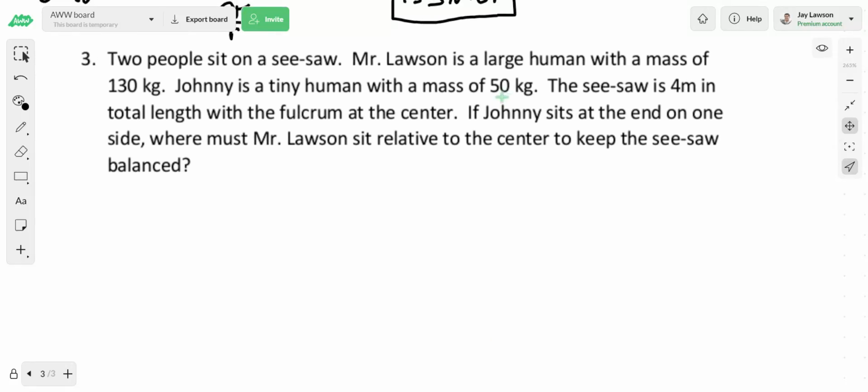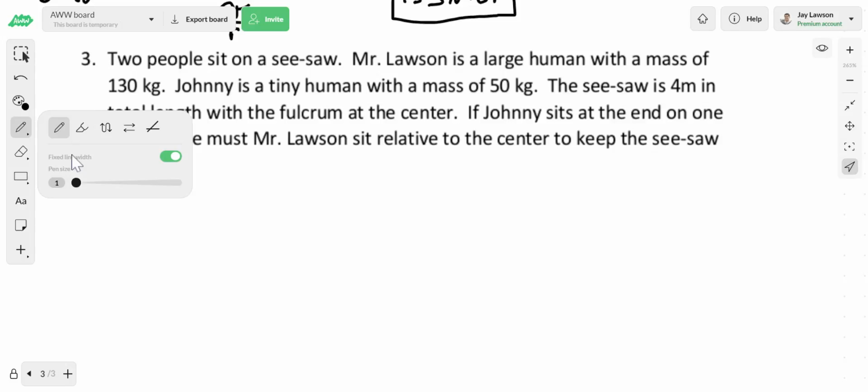And that's our force. Now this one's a little different. We have two people sitting on a seesaw. Now we don't just have one torque being applied, we have two. It says two people sitting on a seesaw. Mr. Lawson is a large human with a mass of 130 kilograms. Johnny is a tiny human with a mass of 50 kilograms. The seesaw is 4 meters in total length with the fulcrum at the center.